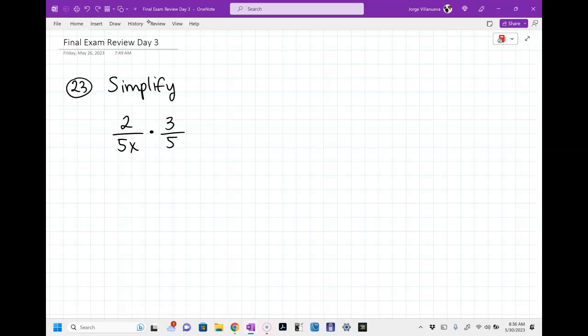You do not cancel side to side, remember, right? You only cancel diagonally and vertically, never side to side. So doing this would be wrong. Okay, don't do that. So all you're going to do is just multiply. So 2 times 3 is 6, over 5x times 5 is 25x. And you're done and you move on.